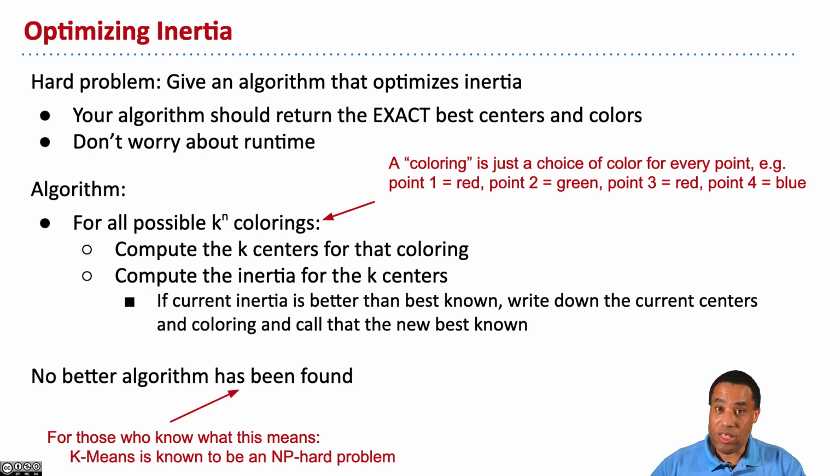Oftentimes what we'll do instead is some approximation. And because we're doing an approximation, that's mainly in the interest of running time, because the time to actually compute all k to the n possible colorings could be very significant if we have a large number of points. So we'll often use an algorithm that does an approximation, which means we may end up with a local minimum and not the global minimum.